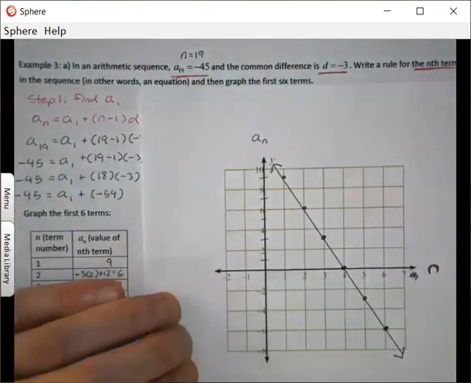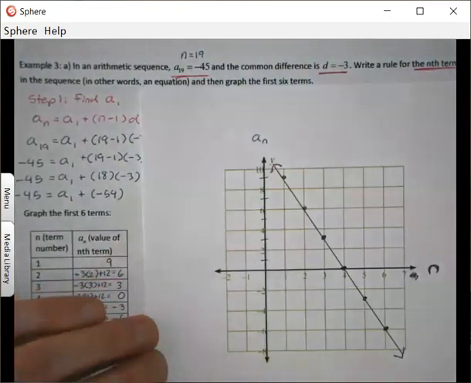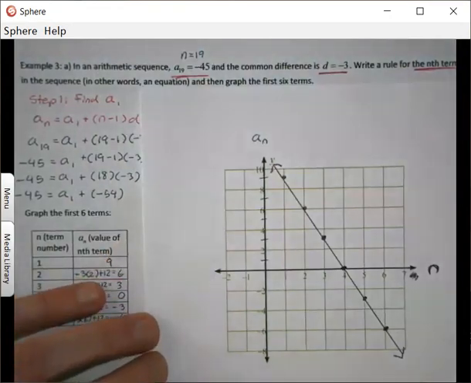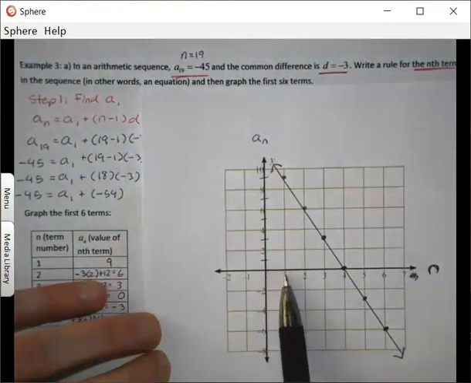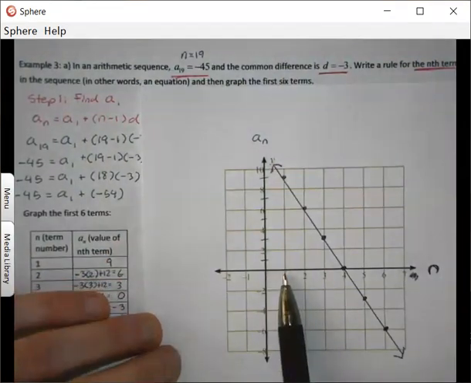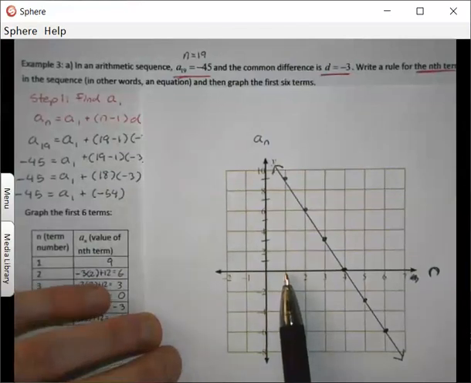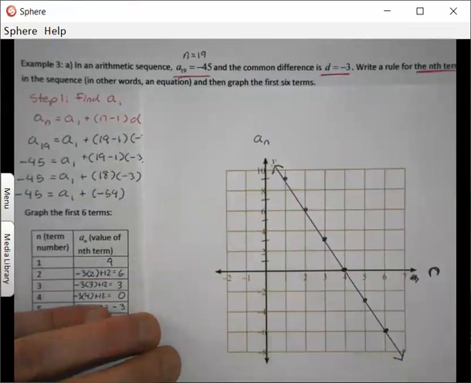We can see our relationship is linear. This should make sense for a couple reasons. We have a common difference. So every time we increase a term, we either increase or decrease by the same amount. So in this case, our common difference was 9.